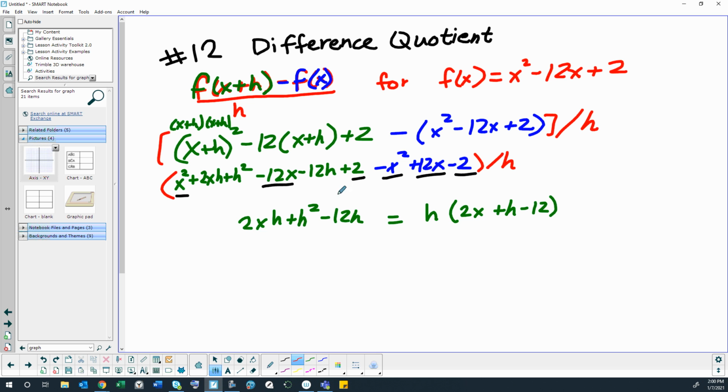Now remember, we've been carrying along the whole time this little divide by h. Don't forget about that. Divide by h, the h's cancel out, and our final answer is 2x plus h minus 12.